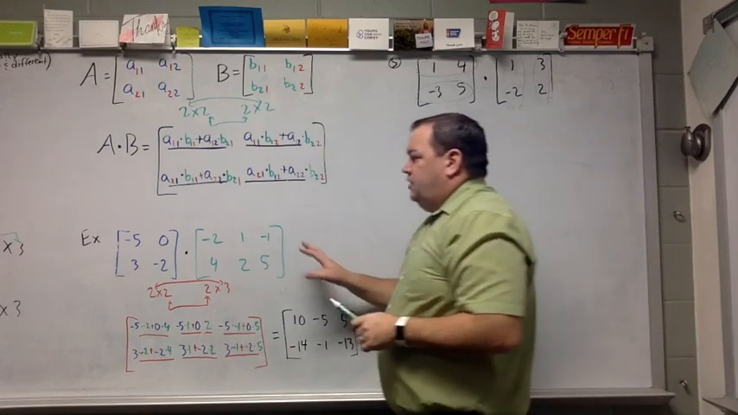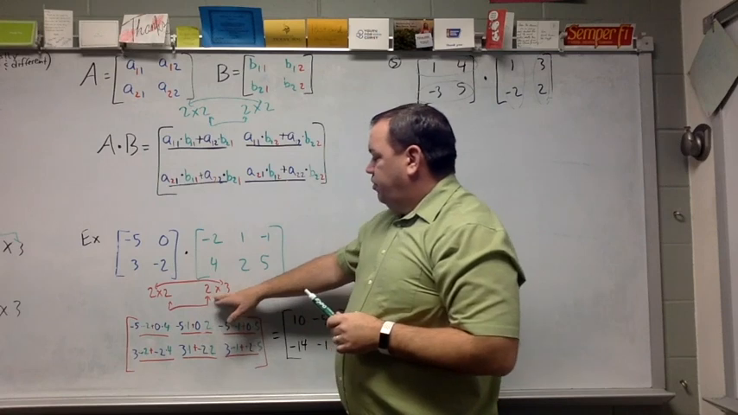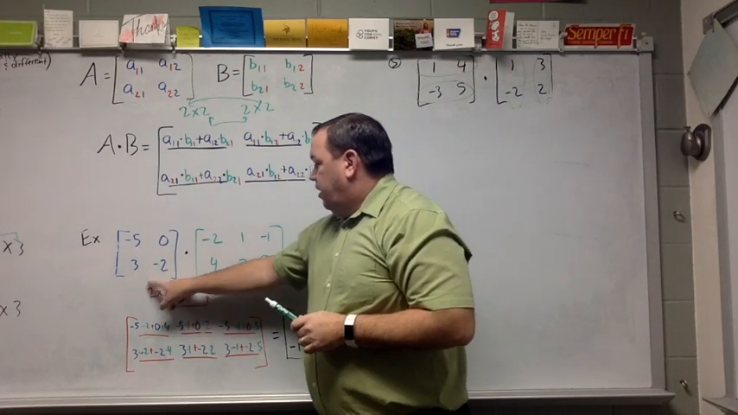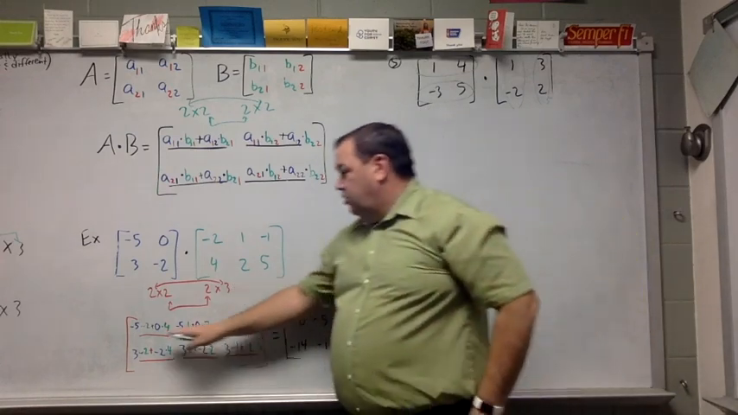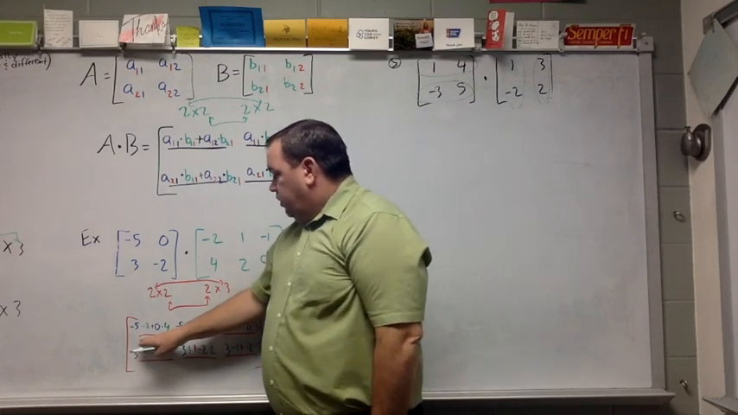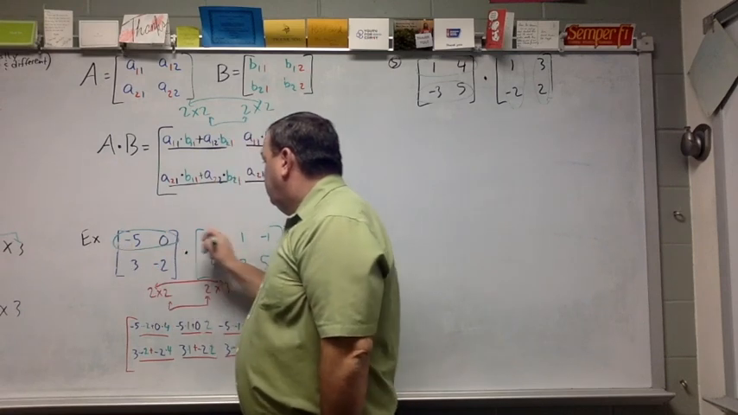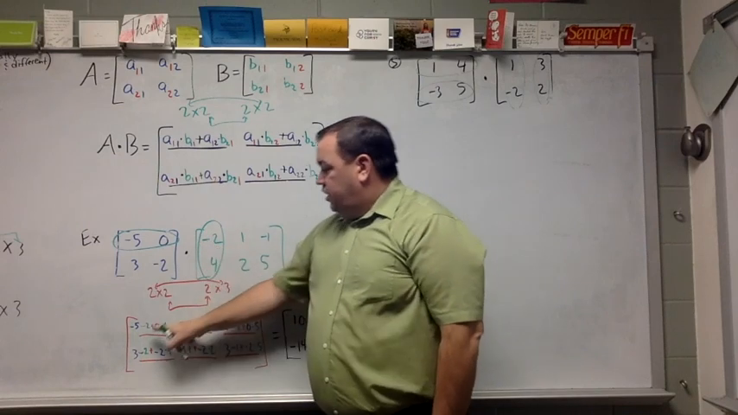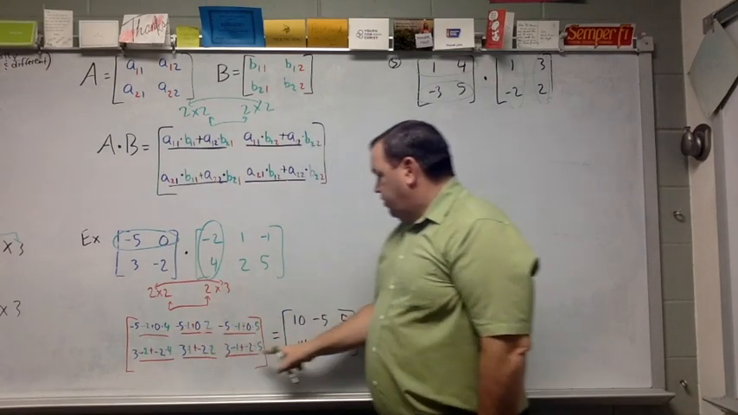So let's look at an example. I've got one worked out here. I have a 2 by 2 matrix and a 2 by 3 matrix. So I said, yes, I can do this. And my answer is going to be a 2 by 3. So I have 3 slots in each row to fill in. When I'm working row 1, column 1, I'm using row 1, column 1. So I took the -5 times the -2, took the 0 times the 4, I added those up, I got 10.